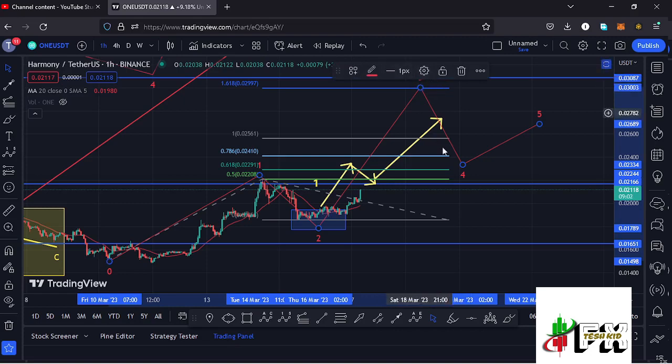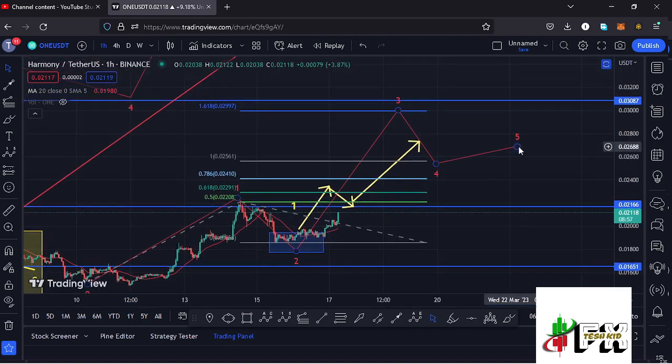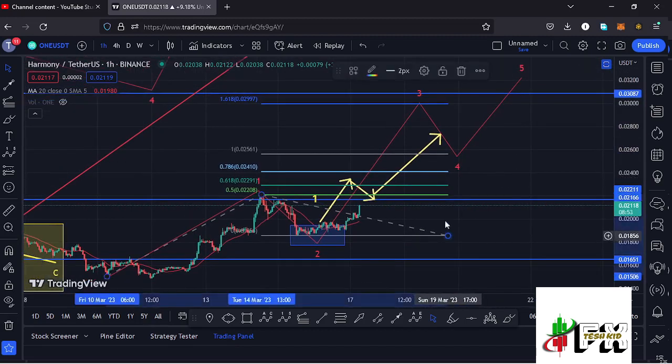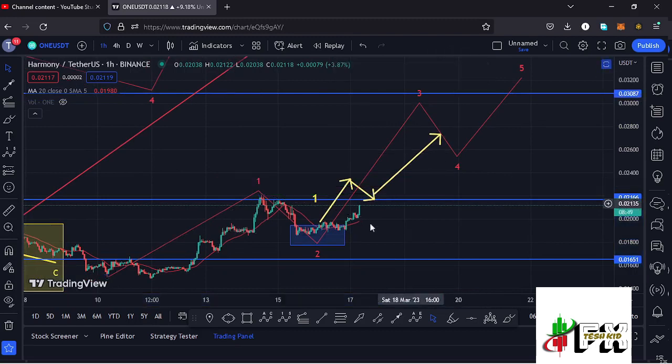And once we peak in the formation of that wave 3, then we can expect a corrective structure in the formation of that wave 4, then continue gearing up in the formation of that wave 5 to the upper side. And because of the impulsive nature in the formation of this wave 3, we can also expect another 5-wave structure in formation within the formation of this wave 3.